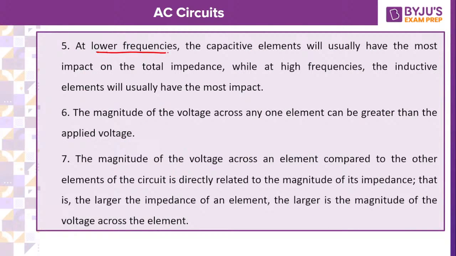At lower frequency, the capacitive element will usually have the most impact. Why? This is 1 by j omega C. So 1 by j omega C, if you have omega equal to 0, it will be infinite. Impact on the total impedance, if you connect in series, how is it going to look? Inductor is going to be short circuit, capacitor is going to be open circuit. So the capacitor is going to have a huge impact on the total impedance. It will lead to infinite simply.